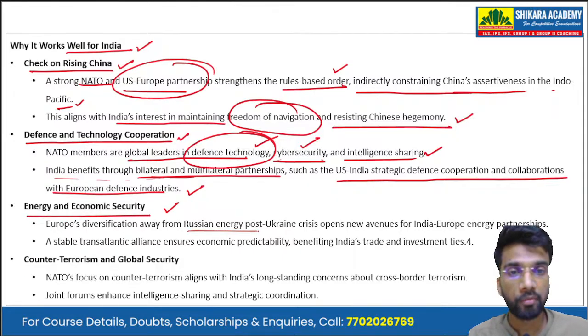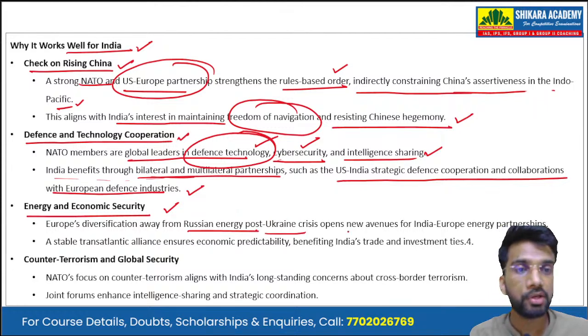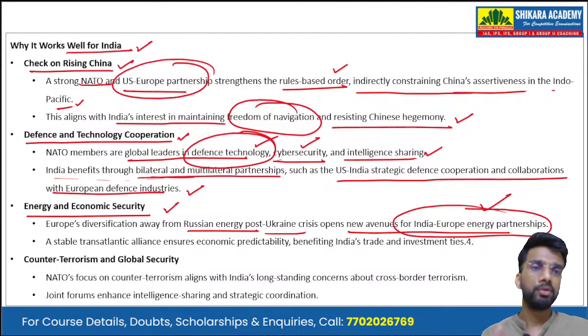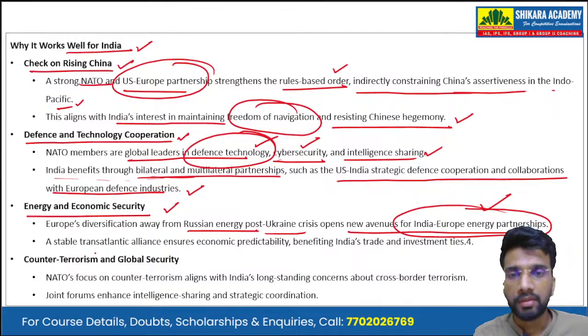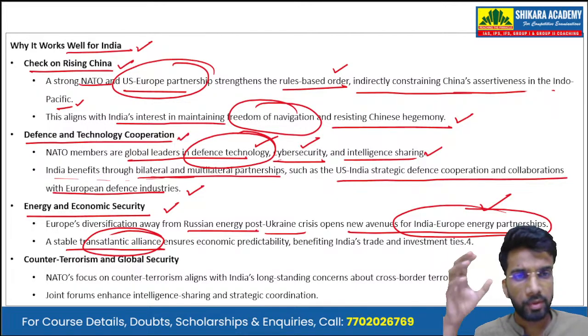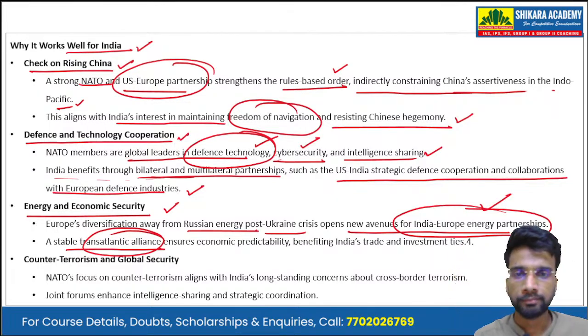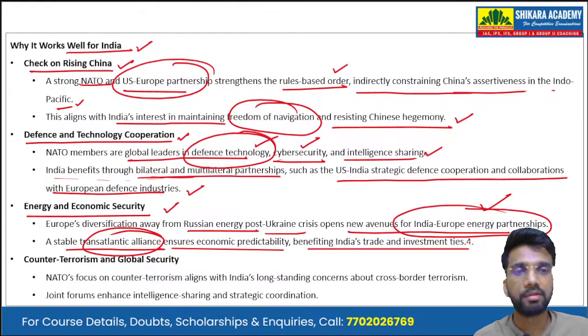Then there is energy and economic security. Europe's diversification away from Russian energy post-Ukraine crisis opens new avenues for India-Europe energy partnerships. Indian purchases of Russian oil have stabilized the overall energy prices in the global world order. Then a stable transatlantic alliance. Transatlantic alliance means an alliance between US and Europe. It ensures economic predictability, benefiting India's trade and investment ties.